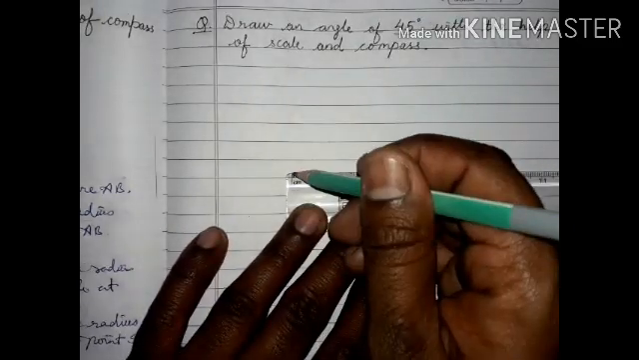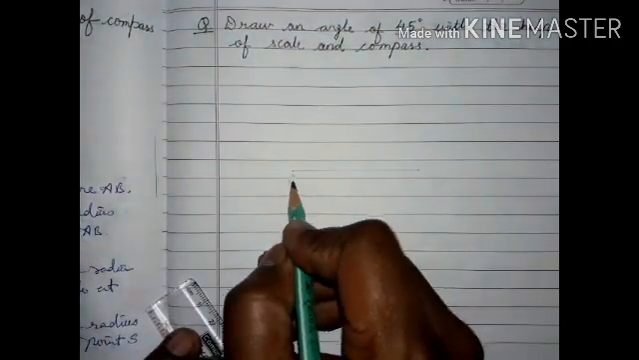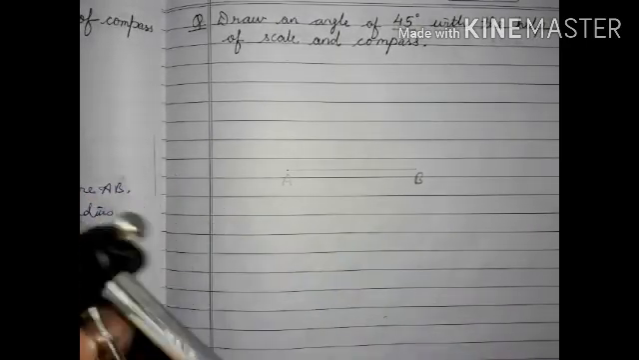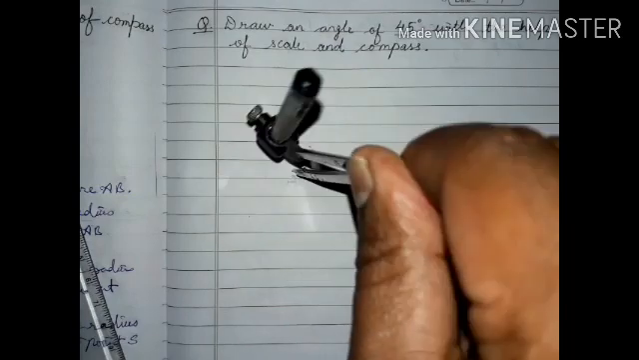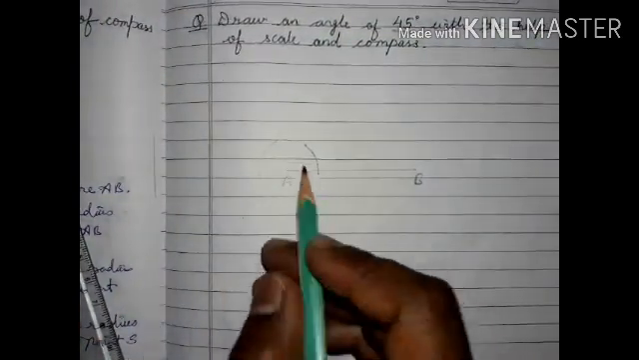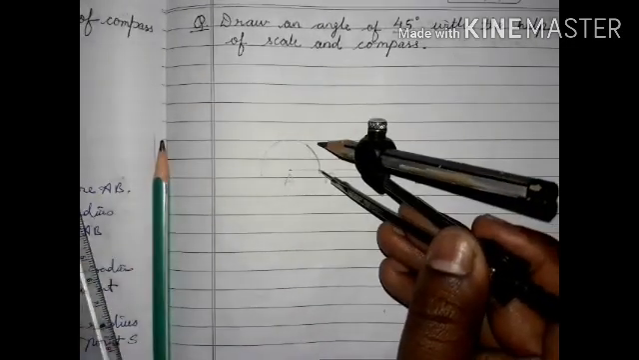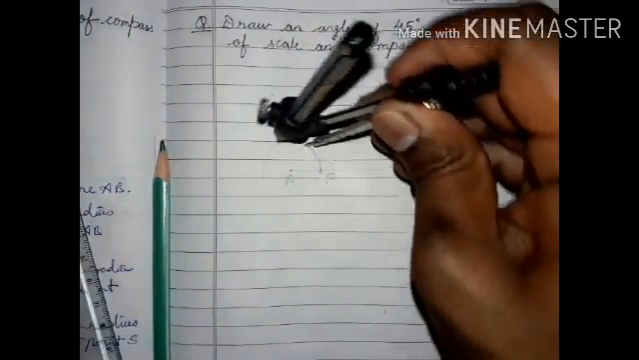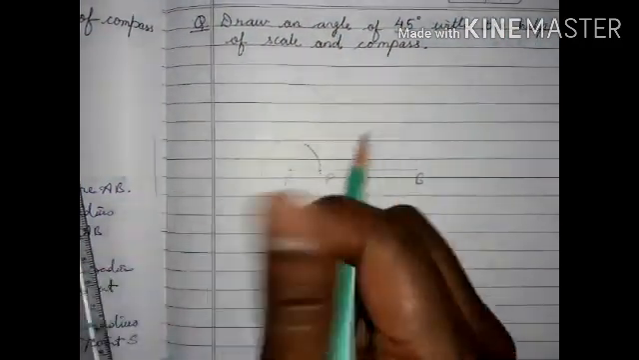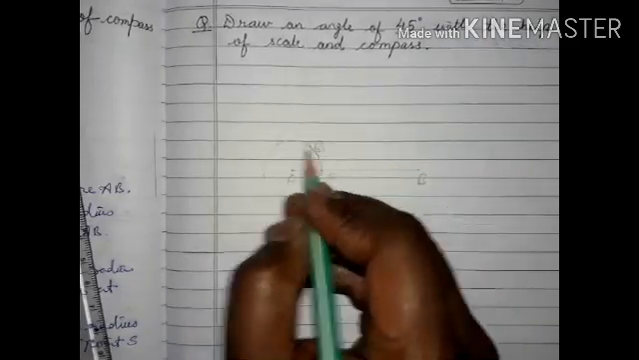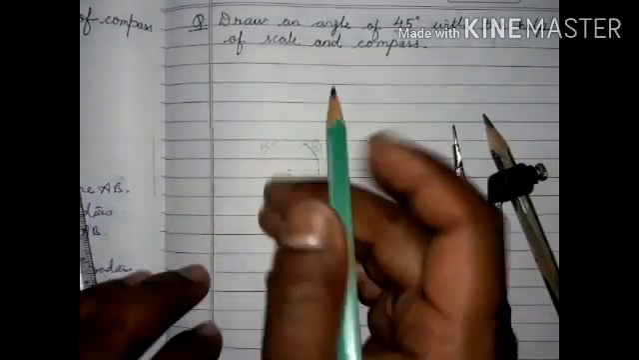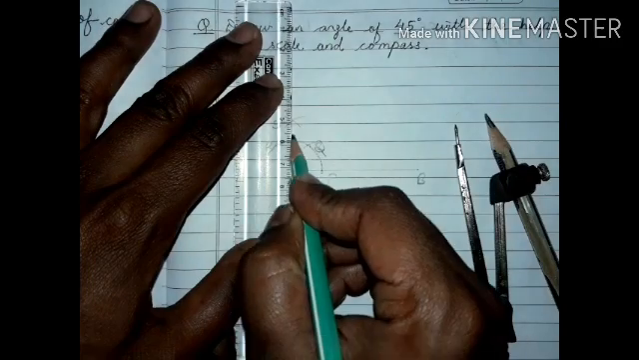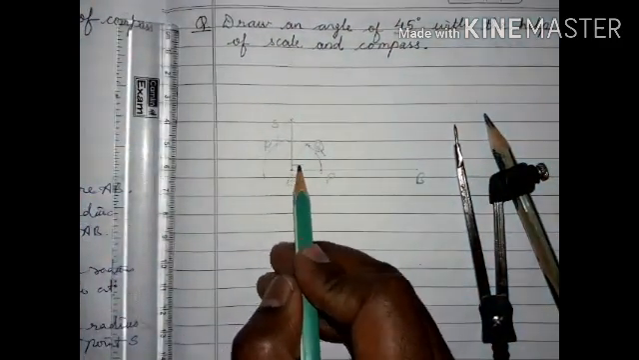Draw a line segment of any measure, name it AB, then taking A as center and a small radius, draw an arc or semicircle, which cuts AB at point P. Now taking P as center, draw an arc which cuts at point R and then S. Now from R and S draw two arcs which cut at point S. One arc, and this is the second arc which cuts at point S. Now join AS. This is your 90 degrees.